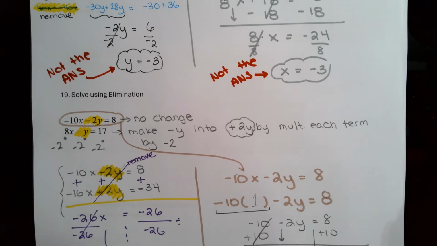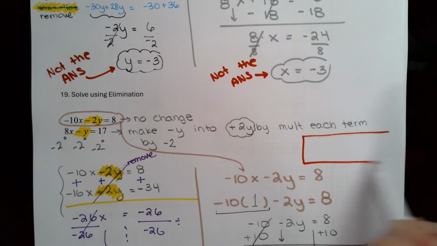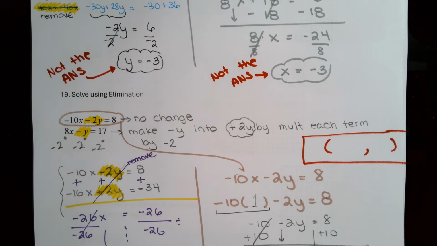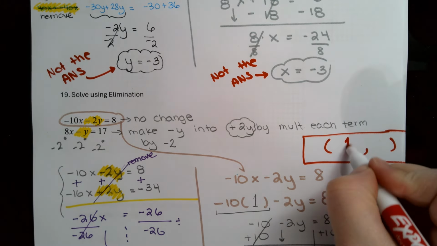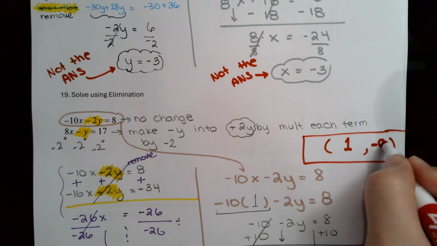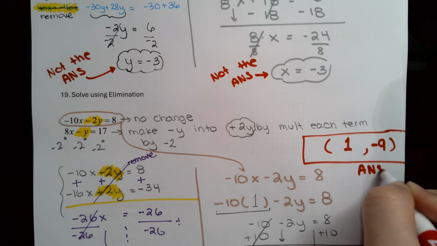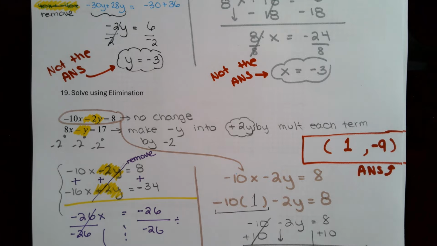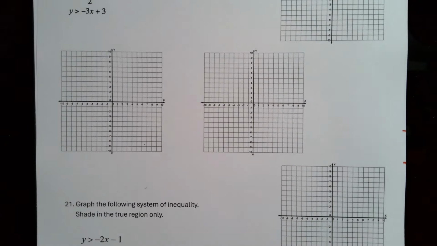To write the answer, here's some space, I'm going to write it here. Open up our parentheses. The x was a 1, the y was a -9, which gives us our answer in this specific format. All right, let's move on.